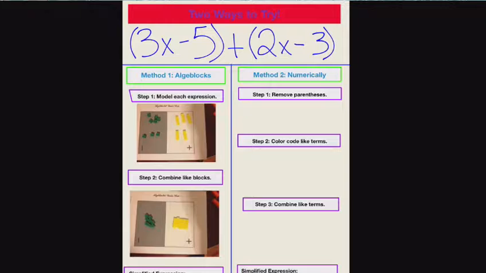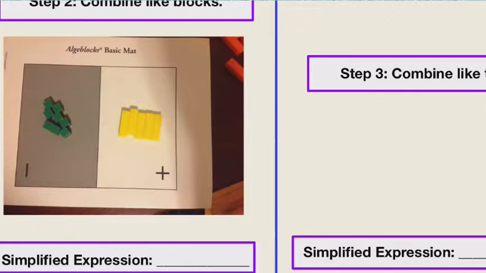Okay, last step with the algebra blocks is to write our simplified expression we've got here. So we've got a total of 1, 2, 3, 4, 5x, positive 5x. And then we've got 1, 2, 3, 4, 5, 6, 7, 8 on the negative side. So 5x minus 8 is our simplified expression.